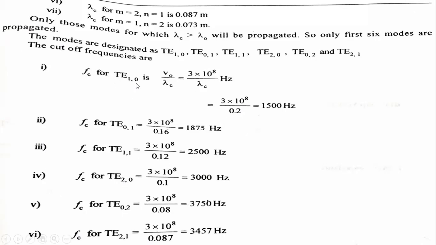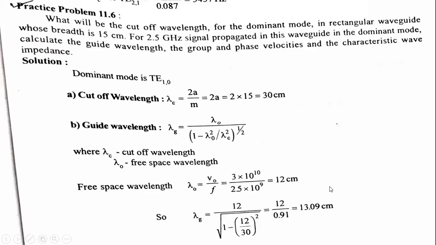So the cutoff frequency for so and so mode, by considering this lambda c, will be 1500 hertz. Two things are important here, lambda c as well as the mode. By considering these two, we are interested to calculate the fc. So 1875 hertz. Similarly, consider this mode and this lambda c to find out the fc. In this way, we have calculated the lambda c, modes, and the cutoff frequency.